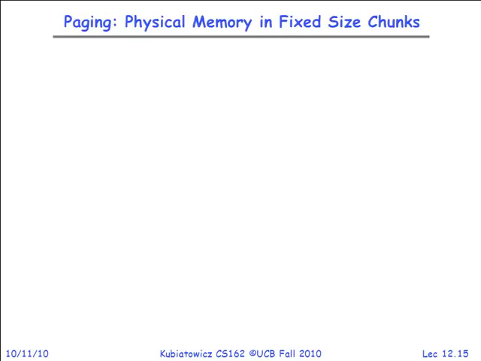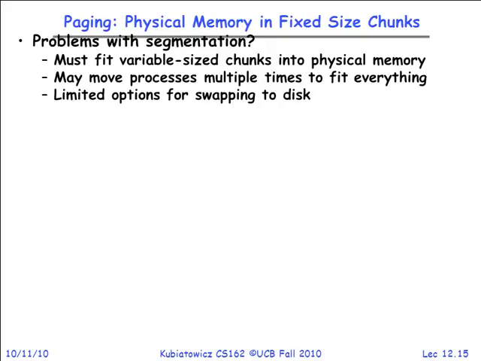So what is a page? A page is dividing memory. We're going to divide memory into fixed chunks called pages, and as a result, we're going to use the fixed chunks to handle everything. So the problem with segmentation, as we mentioned here, is you've got variable-sized chunks, and you've got to fit them into memory somehow. And basically, you've either got to swap out or move processes multiple times to fill the holes in to deal with the variable-sized chunks.